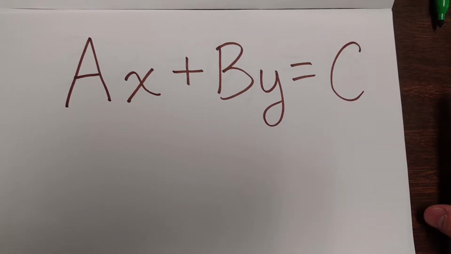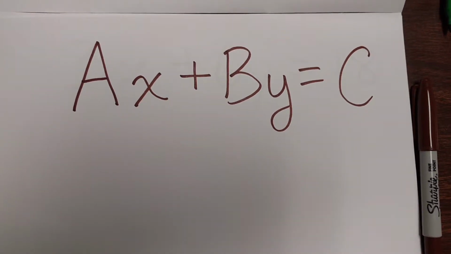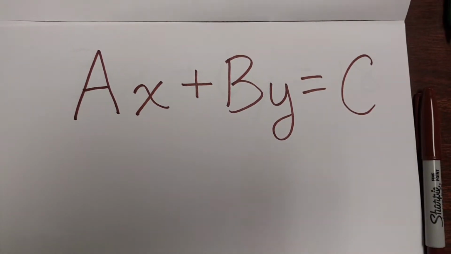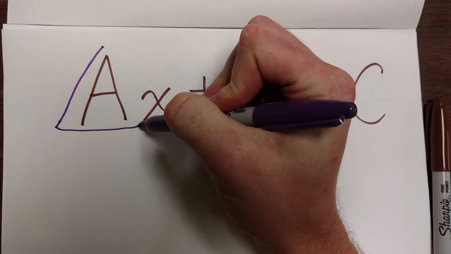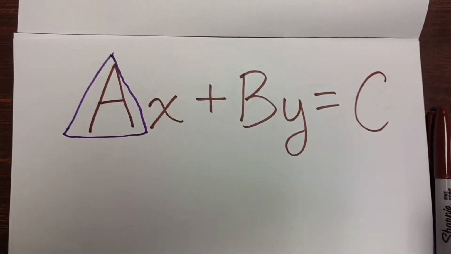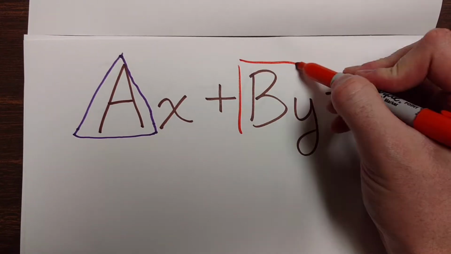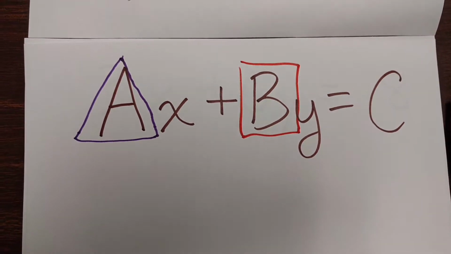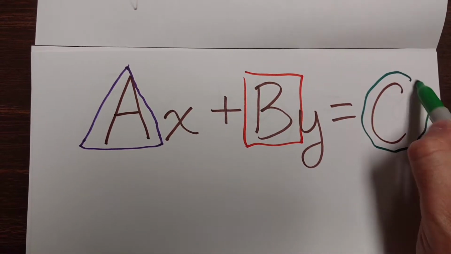And one thing we can do is we can use shapes and colors to help identify those letters. So for example, I've got a triangle for A, I have a square for B, or a rectangle, and I have a circle for C.